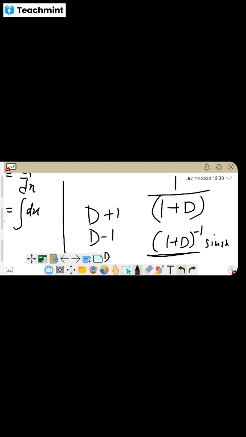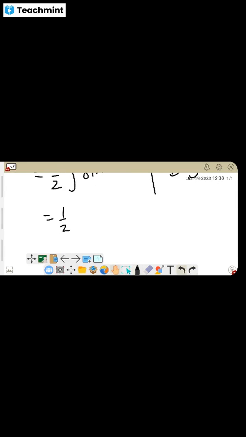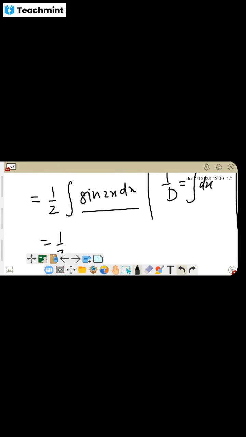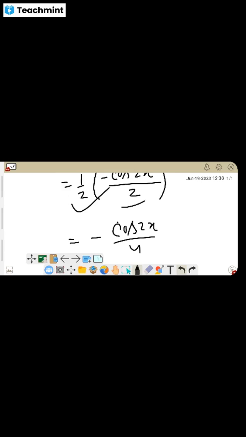Here we have only 1 upon D, and take this 1 by 2 outside of the integral symbol. This is a constant, and the integration of sine x is minus cos x. So we take cos 2x by 2. So we have here minus 1 by 4, or cos 2x by 4, by multiplying this. So you can do it in this way.